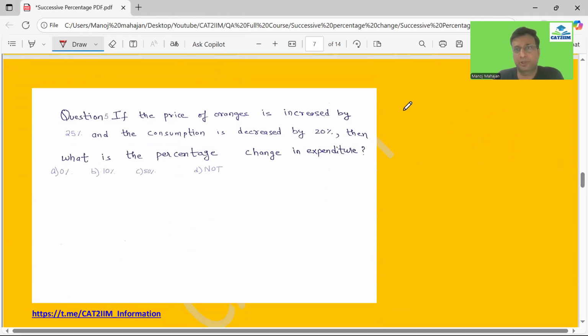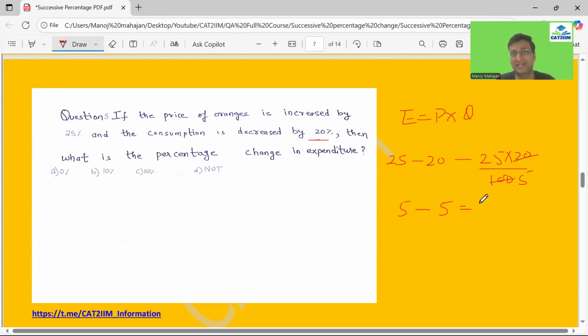Now this is again on the product. So expenditure is price into quantity. So what is the price being increased over here? I'm using the successive formula, 25%. Now the consumption is decreased, so we have to use it with the negative sign. So 25 minus 20 minus 25 into 20 by 100. So what do I get? This is nothing but 5. This, if I calculate, will also be 5. So what is the percentage change in the expenditure? That is 0%. So it has become so easy with the result a plus b plus ab by 100.